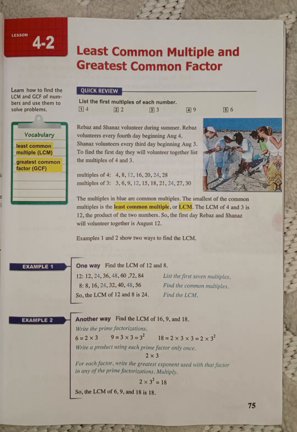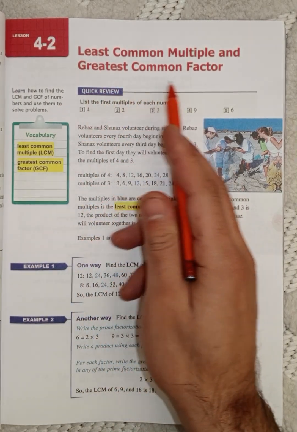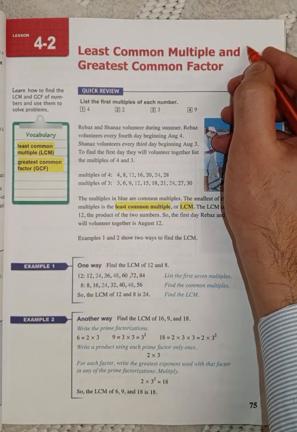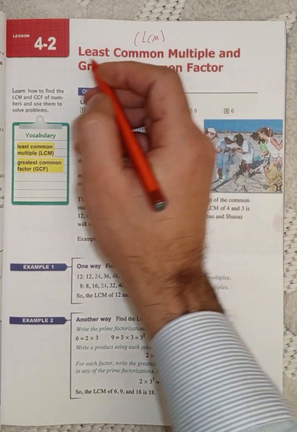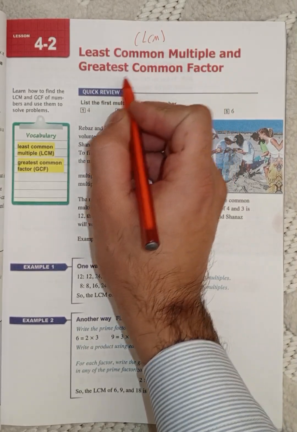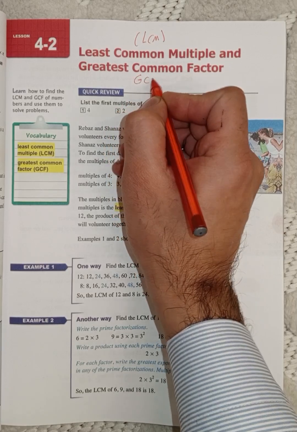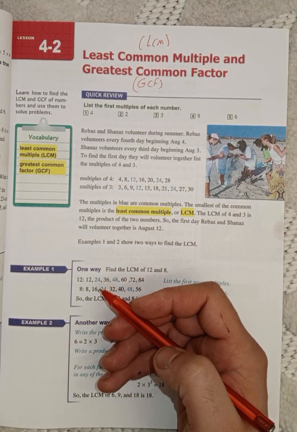So today's lesson is about least common multiple and greatest common factor. Least common multiple we can say LCM. What does LCM mean? It means least common multiple. For greatest common factor we can say GCF. Okay, it means greatest common factor.